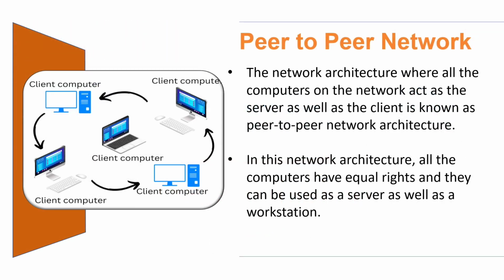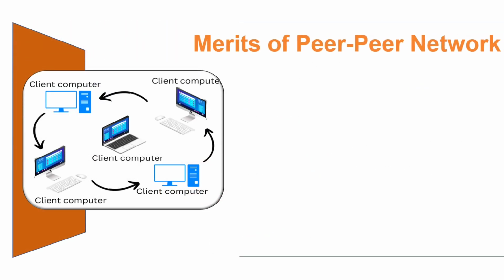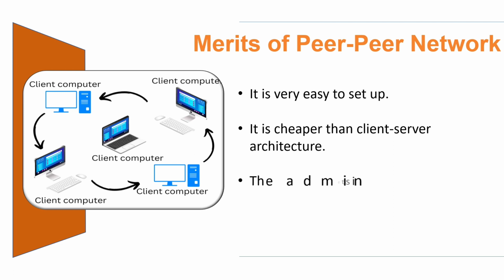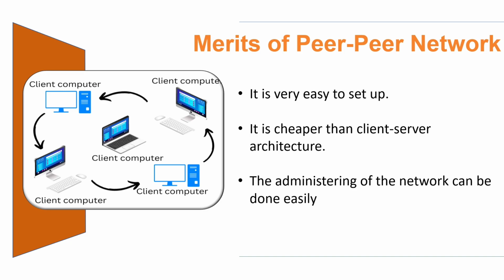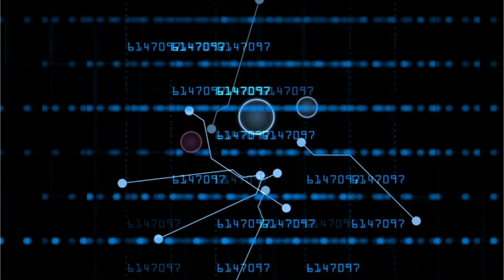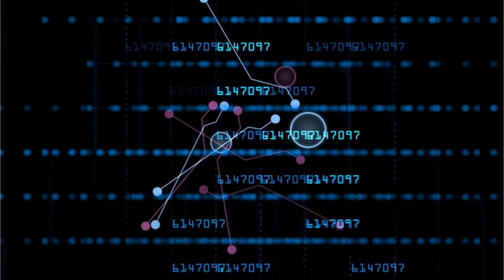Now let's talk about the merits of peer-to-peer network architecture. It is very easy to set up. So peer-to-peer network architectures are very easy to set up. We can create this type of network very easily. It is cheaper than client-server network architecture. We do not need the central server. As a result, it is cheaper as compared to the client-server network architecture. The administering of the network can be done easily. So the configuration or the installation or the settings or the administering of this network can be done easily.